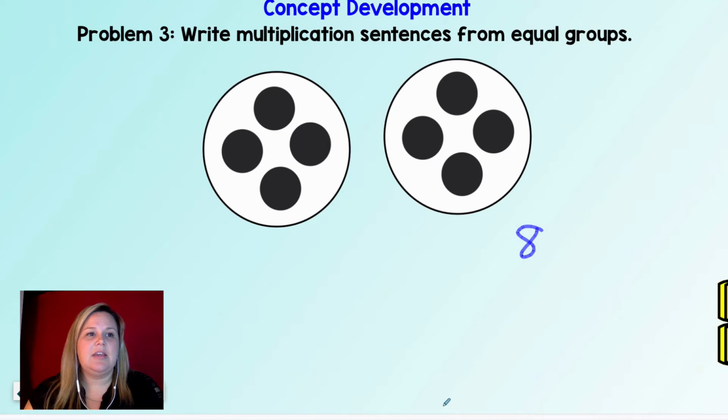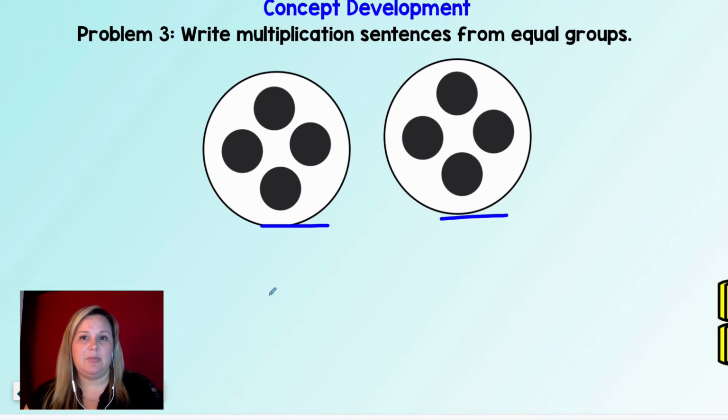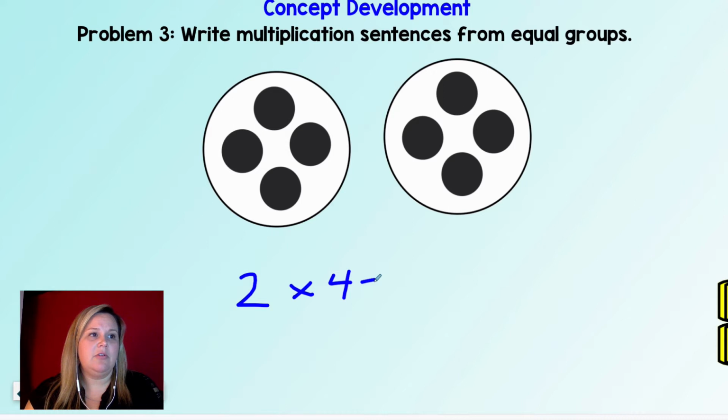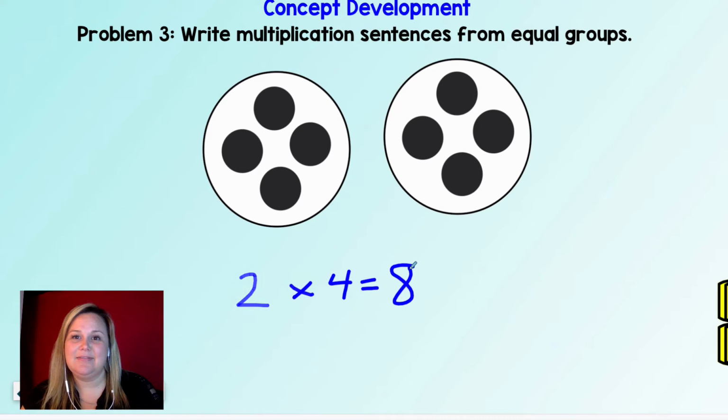Okay. The next thing I would do is write my multiplication sentence to go along with this. So remember we talked about that first number in the multiplication sentence is going to be how many groups there are. So if I look, I see 1 group and 2 groups. The second number in your multiplication problem is going to be how many are in each group. So I know that from the first time I counted there were 4 in each group. So I have 2 groups and there's 4 in each group. And if I counted all of those, it gives me 8. Okay, so that's your multiplication sentence.